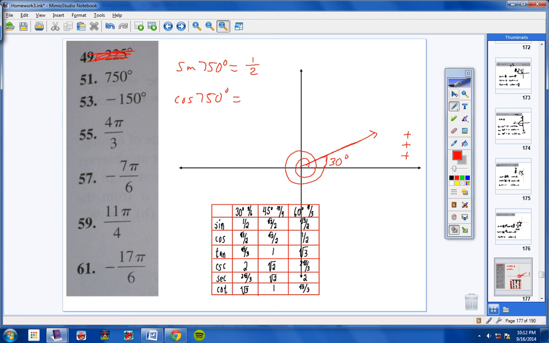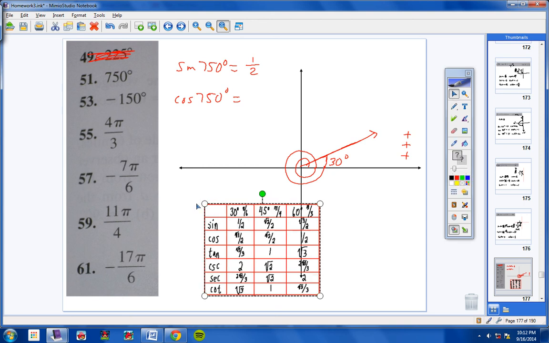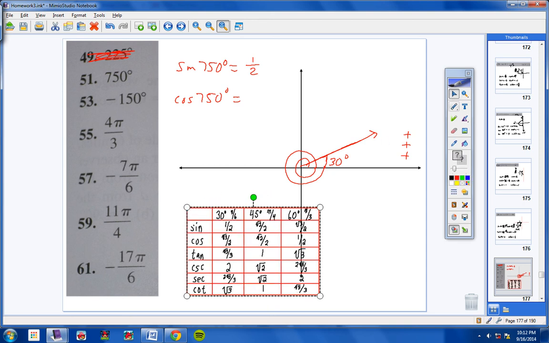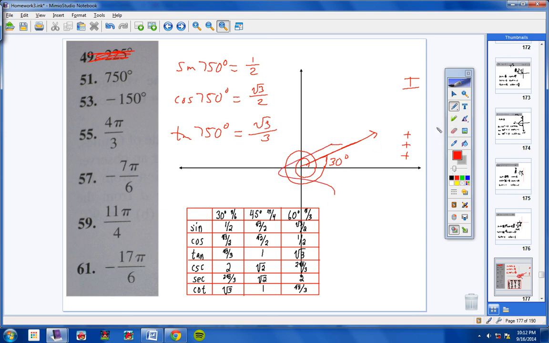And so cosine of 30 is square root of 3 over 2. I think it's really hard to read there. Let's go ahead and see if we can expand this a little bit. Yeah, square root of 3 over 2, and it will be positive because notice we are in the first quadrant. And then the tangent of 750 is the same thing as the tangent of 30, and so tangent of 30 would be square root of 3 over 3. And students, we are moving on. Not too bad at all.